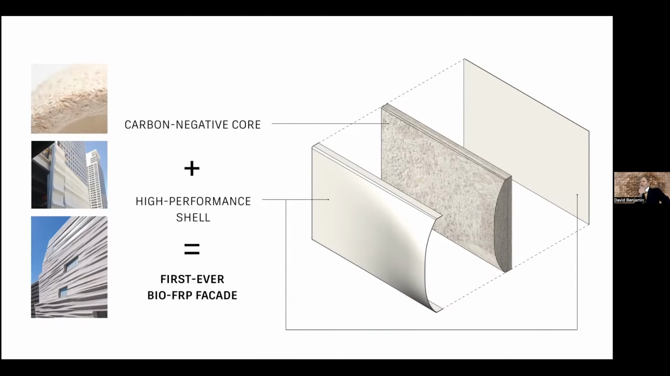And what we ended up working with was combining two materials and two material systems. So this is a composite system for a facade made of a shell of fiber reinforced polymer and a core of mycelium, the same mycelium material as in the past two projects. And we think this gives us the best durability and high performance from the FRP, and the best of low carbon and sustainability from the mycelium material.